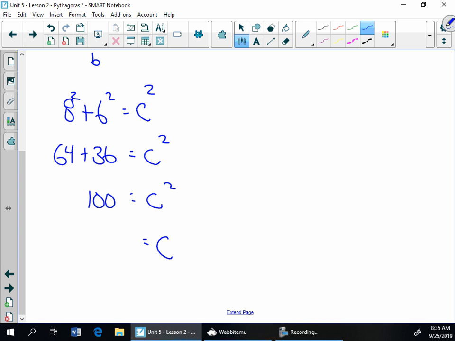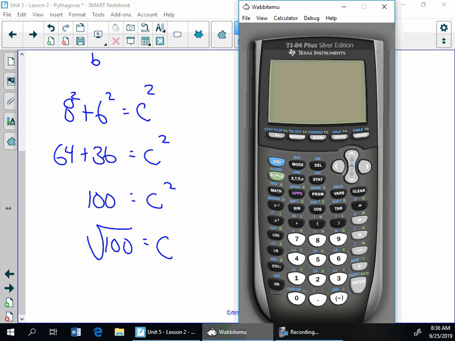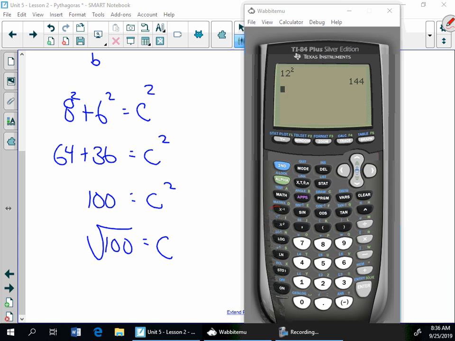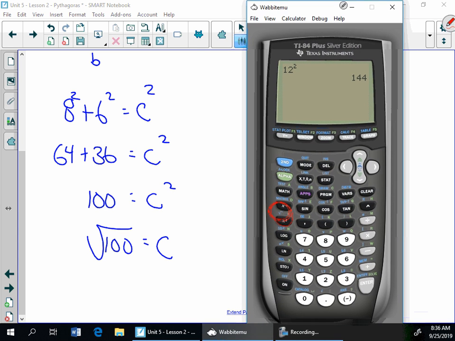How do I do this? Well, I have to get rid of a squared. The opposite of squaring something is square rooting something. Okay, the button on our calculator, we've got to find it, something new. On our calculator, you see it's red. Right there. Okay, and we have to use our second function to get to it.